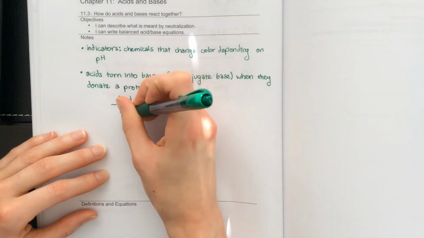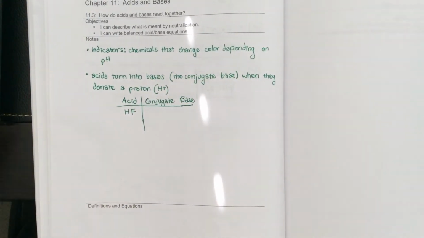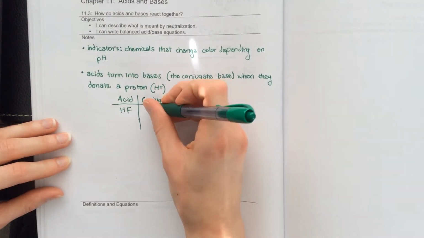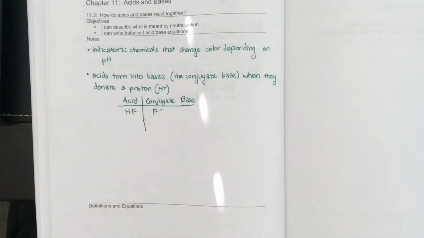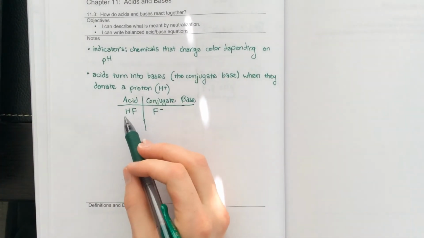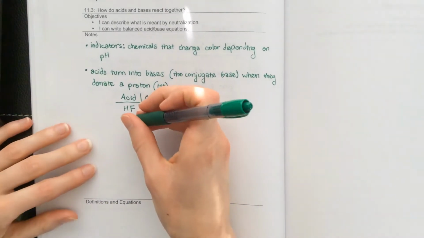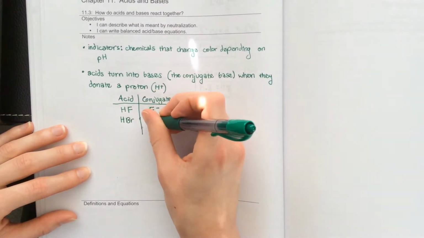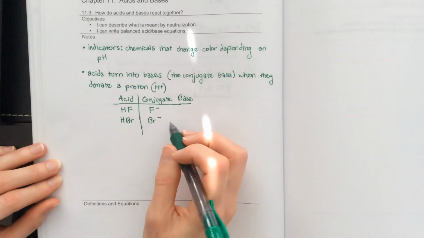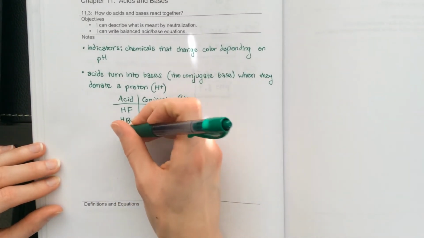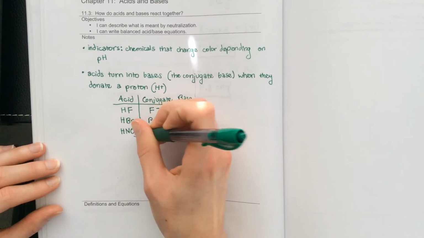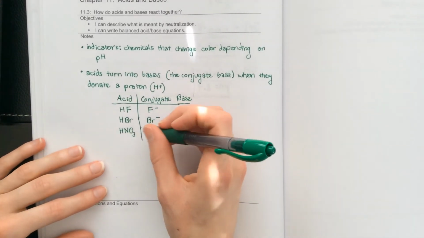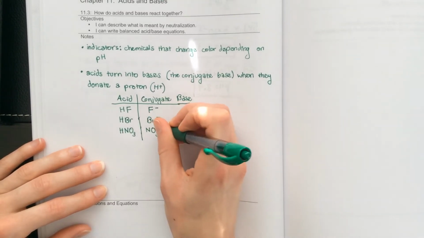So an acid like HF, this is hydrofluoric acid, it's actually very dangerous. When it loses that H+, it turns into F-. F- is a base, and it's negative because it lost an H+. Okay, similar acid, HBr, loses an H+, turns into Br-. So there's the acid, there's its conjugate base. Nitric acid, HNO3, when it loses an H, it turns into NO3-.